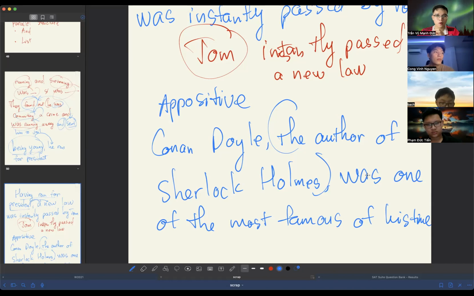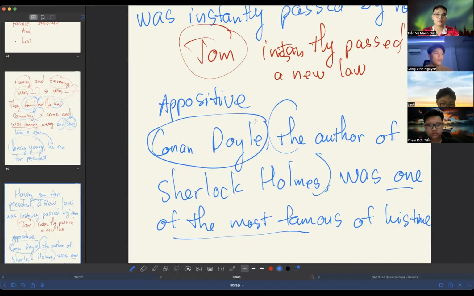When there are more than one person, we can't really specify who that is. So in this case, "one of the most famous" is not really what's specifying the person, but the name is. There can only be one Conan Doyle in English grammar. When you encounter a name, you can remove the appositive because it will not be necessary to understand who he is. So therefore, you can place two commas here.